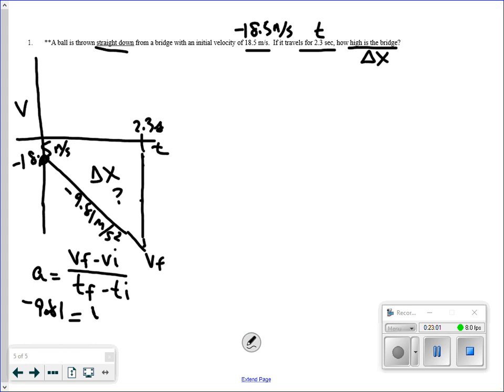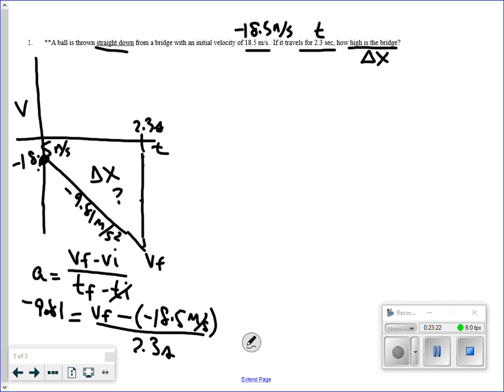My final velocity is what I am looking for. My initial velocity is not 0. And I have to watch out for this extra negative in here, don't I? Because I have 2 of them. Don't leave one out. You don't want to do that. 2.3 seconds, right? Because we start at time 0. We've got 2.3 seconds right here.